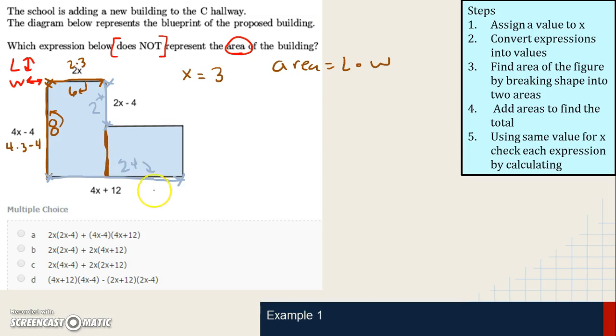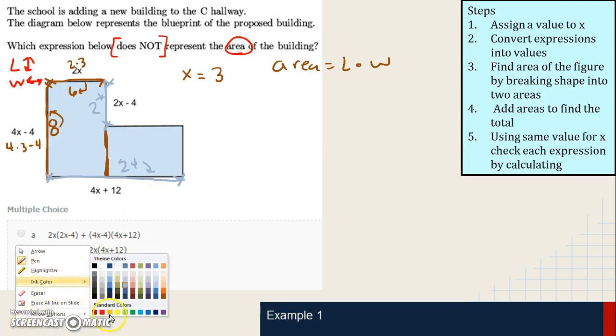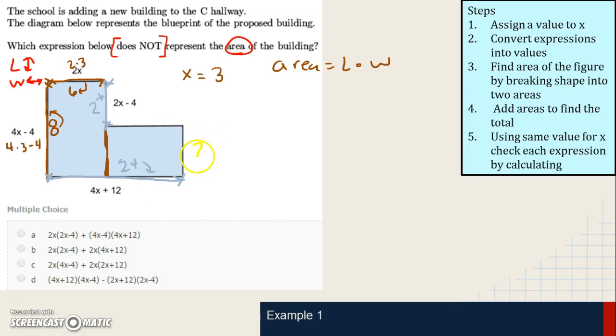Now, which ones do we not know? Well, the ones that we don't know are the ones that didn't have expressions for them. So we don't know what the length is here, and we don't know what the width is here. That is a really bright yellow. Let's not use that color again. So we've got to figure out what is the distance from here to here, and what is the distance from here to here. What are these distances?